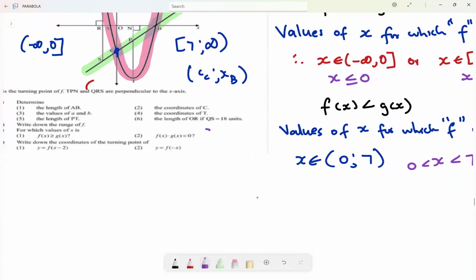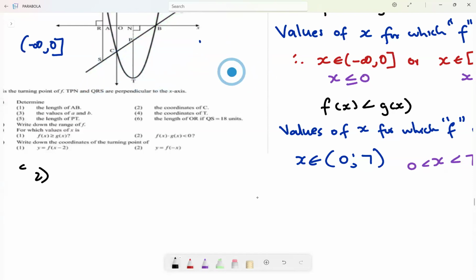Then I like these ones. These ones are fun, but these ones are more fun. Let's look at number 2. C2. It says where f of x multiplied by g of x is less than 0. What I want you to take note of, let me write it here. I'm going to erase this. I want everything to start fresh. F of x multiplied by g of x is less than 0.